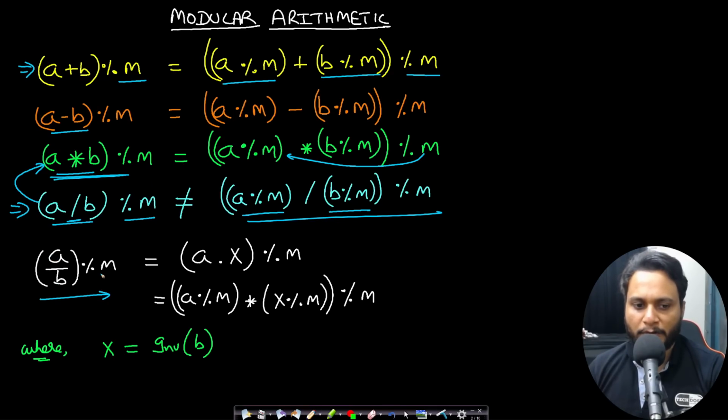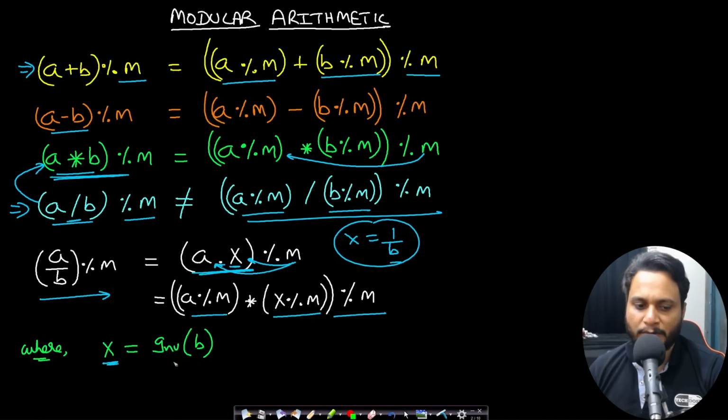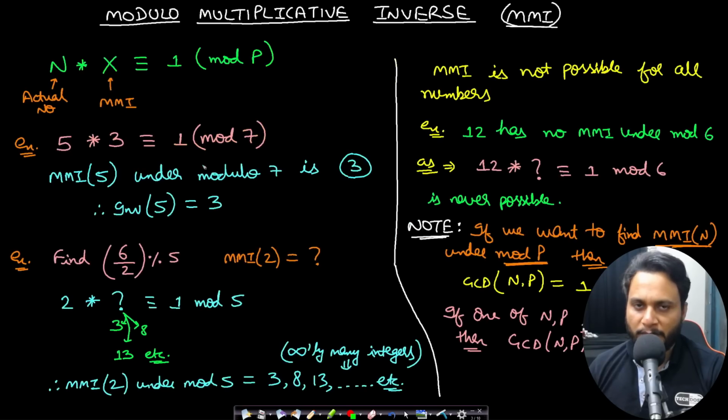Now (a by b) mod m will be considered as (a times x) mod m, where x is equal to 1 by b. If you write it in a multiplication format, then you can easily push the mod to both a and x: ((a mod m) multiplied by (x mod m)) mod m. Since x is equal to 1 by b, I will be calling x the inverse of b. Fine. I hope you have understood that.